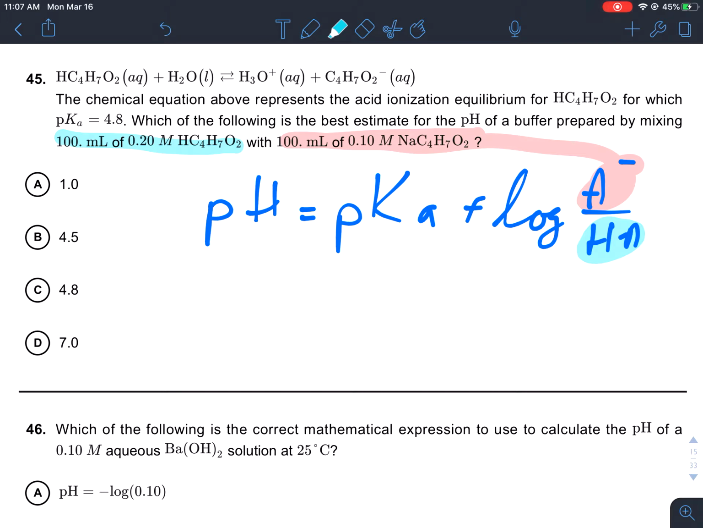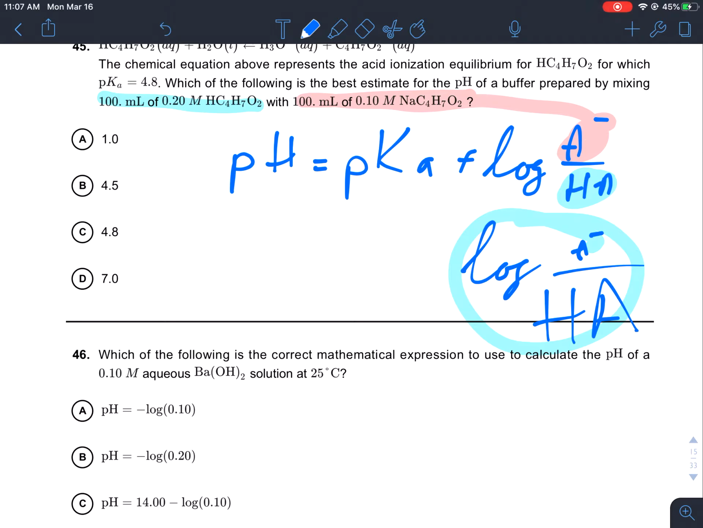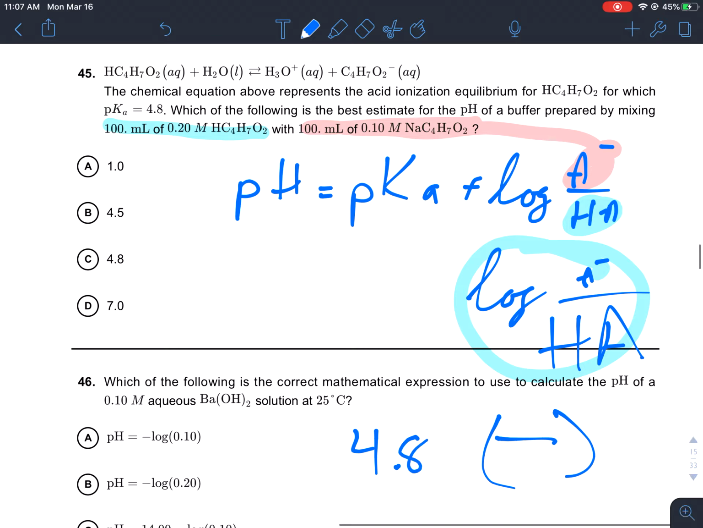I have 100 milliliters of both, but notice that my concentration of A minus is less than the concentration of HA. So that means in the log, A minus is going to be very little, but the HA is going to be a whole lot. And I really want you to know, why am I not putting this into a calculator? Because this is a non-calculator portion of the test. When you have less numerator than denominator, you've got to know that when you take the log of that, it's going to be a negative number. I don't know what the number is, but it's going to be negative. And my pKa is 4.8. So if pH is equal to 4.8 plus a negative number, it's going to be lower than 4.8. The answer is going to be B.